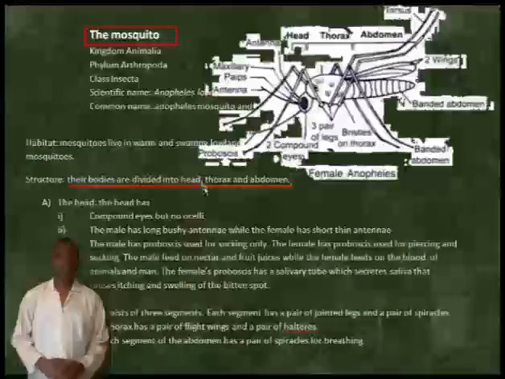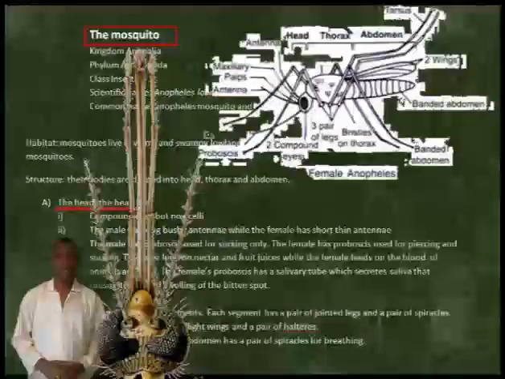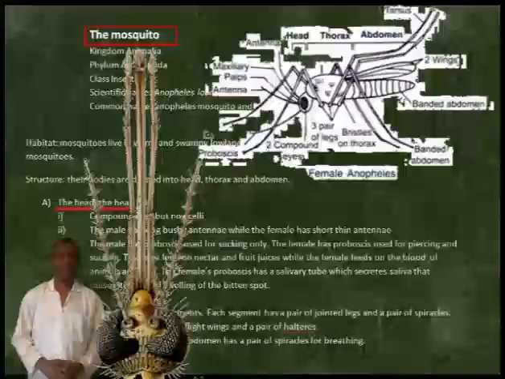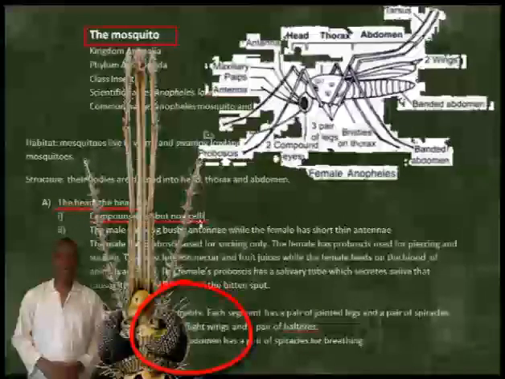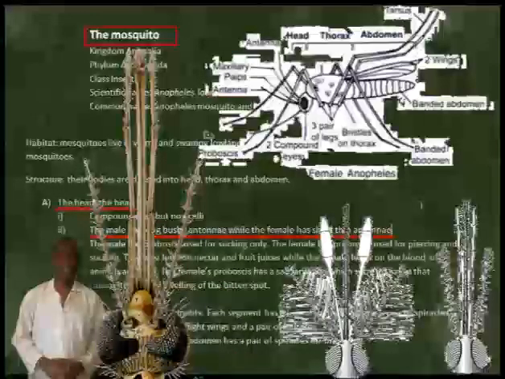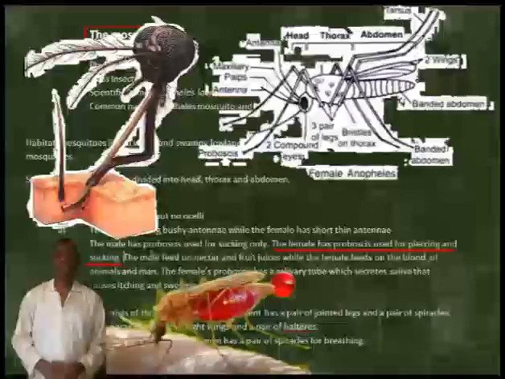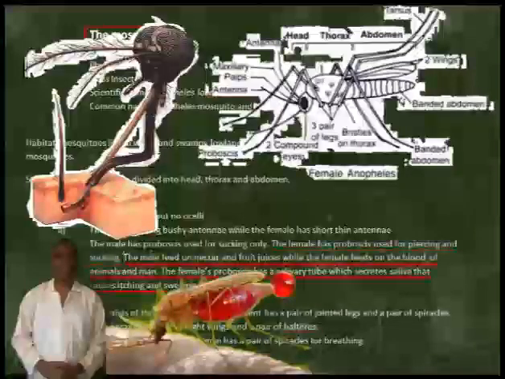Structure: their bodies are divided into head, thorax, and abdomen. A. The head. The head has compound eyes but no ocelli. The male has long bushy antennae, while the female has short thin antennae. The male has a proboscis used for sucking only. The female has a proboscis used for piercing and sucking. The male feeds on nectar and fruit juices, while the female feeds on the blood of animals and man.